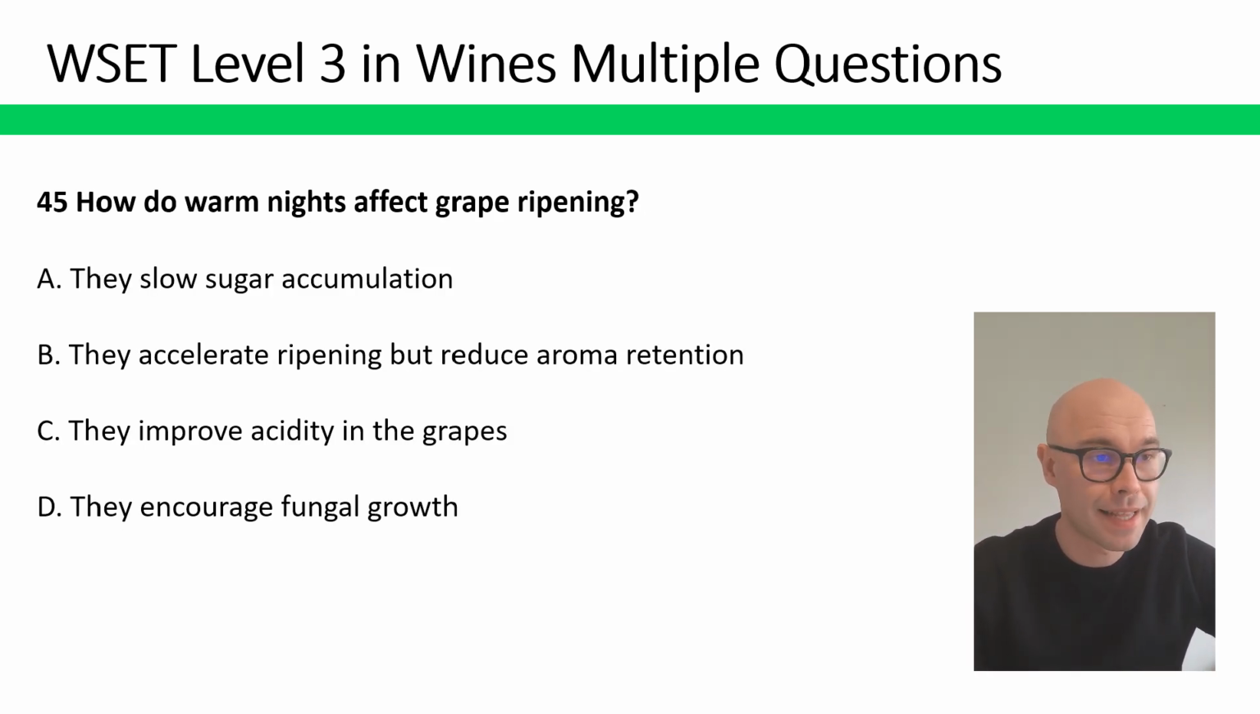How do warm nights affect grape ripening? They slow sugar accumulation, they accelerate ripening but reduce aroma retention, they improve acidity in the grapes, they encourage fungal growth. The correct answer is B. No, my apologies. The correct answer is A. They slow sugar accumulation. They slow down the ripening process.